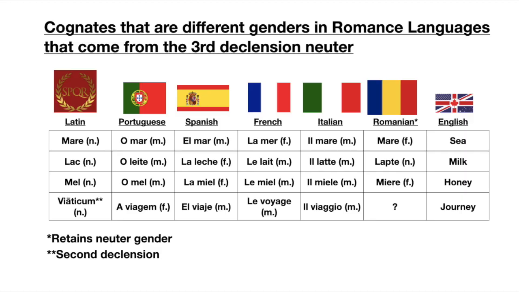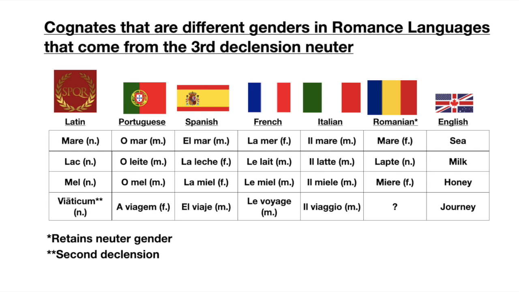So we can see that even an example like the word for sea, as in the ocean, that's a neuter word in the Latin language from the third declension. In Spanish we have el mar, in Italian we have il mare, but in French we have la mer. So it's feminine in French, but it's masculine in Spanish and Italian. And that's because they had to haphazardly fit these neuter third declension nouns into one of the two valid genders as the language evolved.